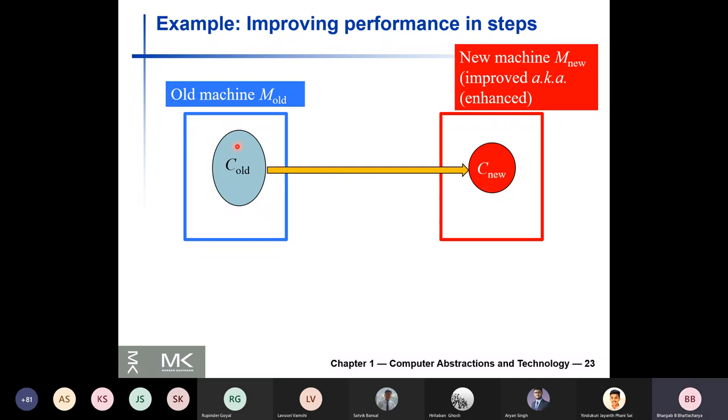This improvement means that C old takes a certain time for execution of the program. Now it would take some lesser time. Maybe this is an adder or a multiplier. Say this multiplier takes, for example, 1 minute. Now I design a new multiplier here, improving the logic. So now it takes say 50 seconds. So it is improved, right? If a certain portion is improved, what is the impact on the overall performance? That is the question.